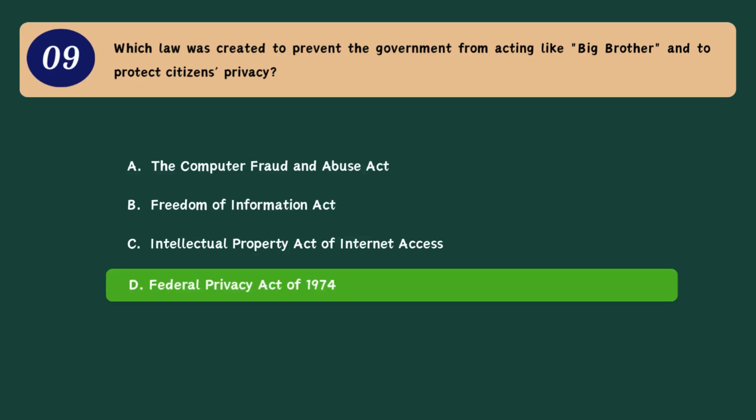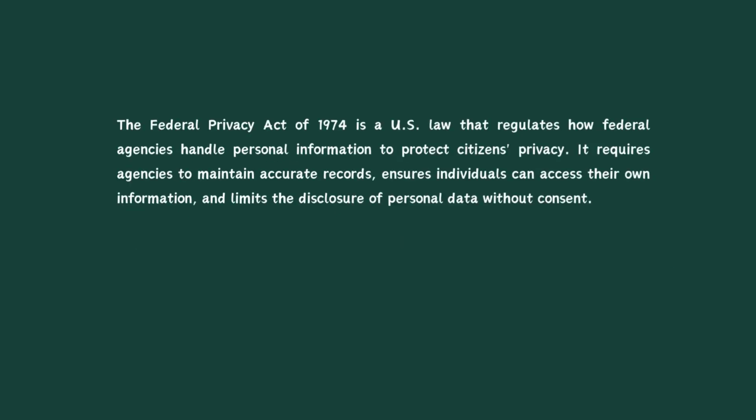Correct answer. D. Federal Privacy Act of 1974. The Federal Privacy Act of 1974 is a U.S. law that regulates how federal agencies handle personal information to protect citizens' privacy. It requires agencies to maintain accurate records, ensures individuals can access their own information, and limits the disclosure of personal data without consent.